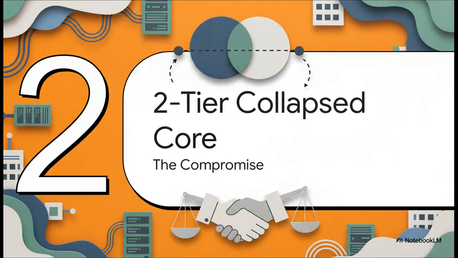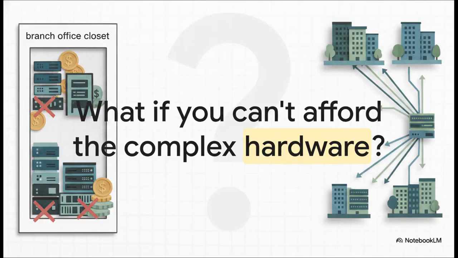Part 2. The two-tier collapsed core, the compromise. So let me pose a very practical question to you. What if your deployment just isn't large enough to justify the sheer cost and the complexity of a full, robust three-tier design? I mean, medium-sized enterprise campuses or branch offices often face really tight budgets and physical space limitations, right?